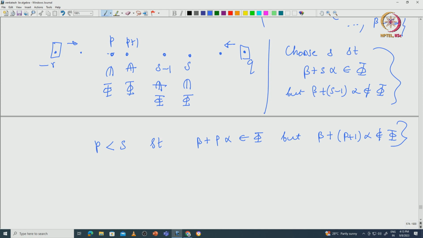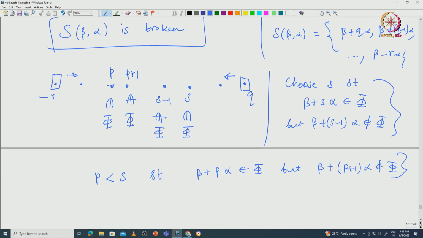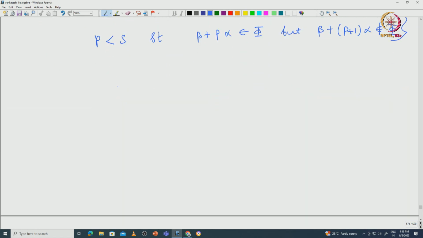We will always be able to choose these, because we have assumed this chain S of beta, alpha is broken. You just read from left to right and then right to left, and you will come to some stage where some part of the chain is not there. So, this is what is happening. Then you can see that beta plus p alpha is in phi, but beta plus (p plus 1) alpha is not in phi.